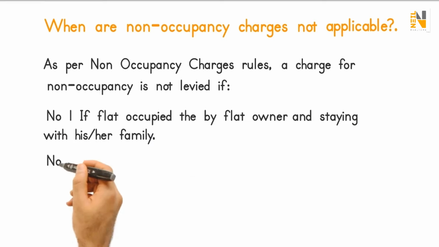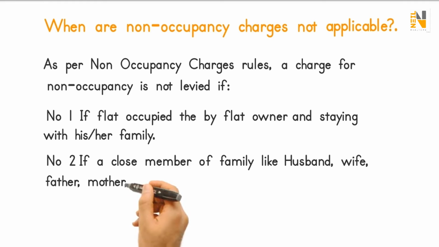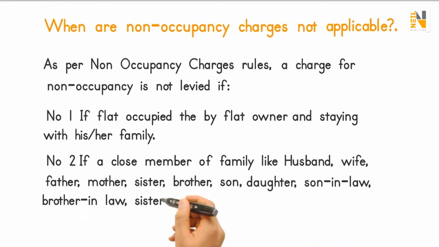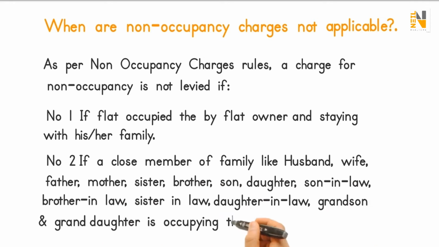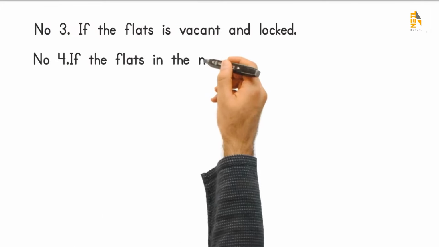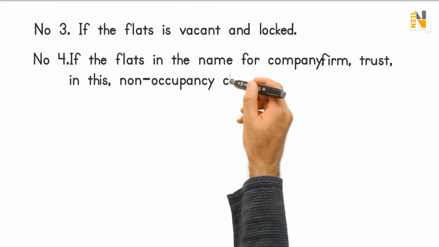Number 2, if a close member of family like husband, wife, father, mother, sister, brother, son, daughter, son-in-law, brother-in-law, sister-in-law, daughter-in-law, grandson and granddaughter is occupying the flat. Number 3, if the flat is vacant and locked. Number 4, if the flat is in the name of a company, firm, trust.